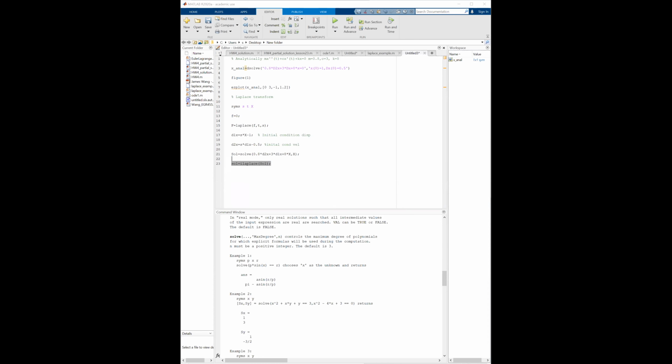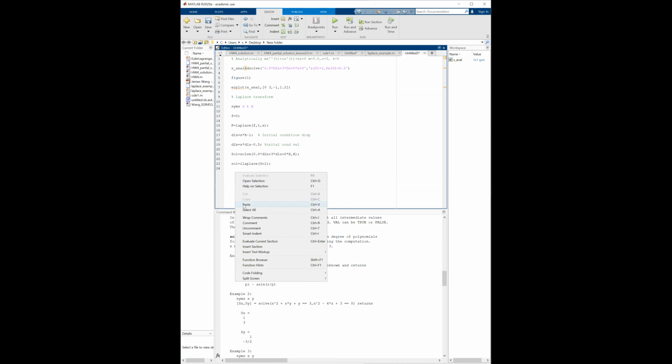And then I'm gonna create a figure. And I just want to create a different figure so that we can compare the solutions. So I'm gonna say figure 2, because initially I had figure 1. Figure 2, I want to plot the solution again from the same range.